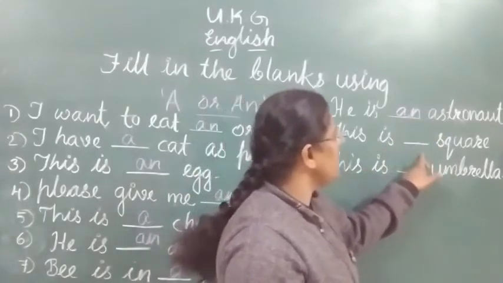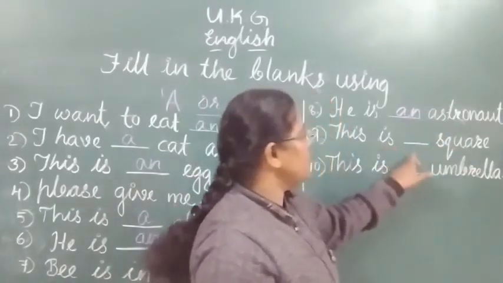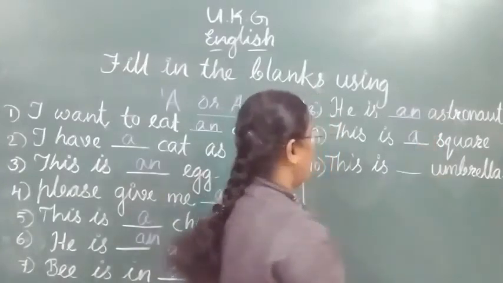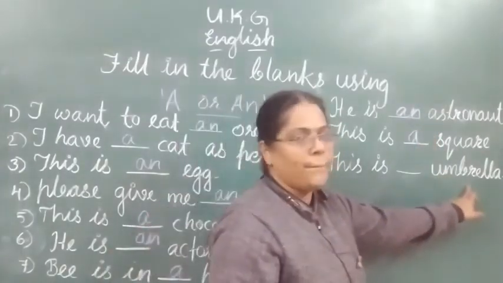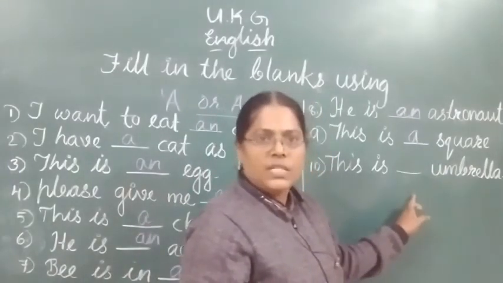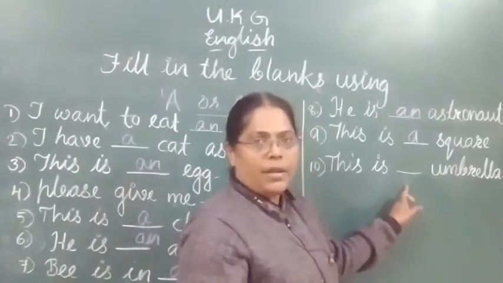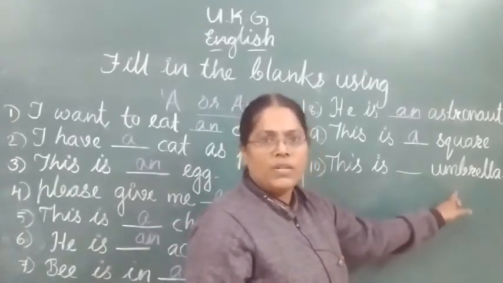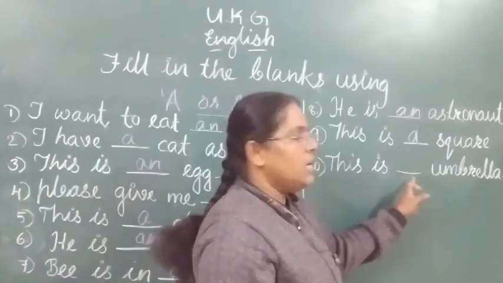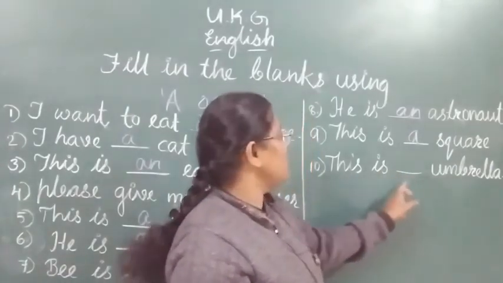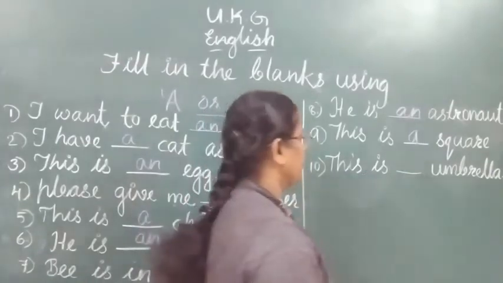Okay, next one. This is dash square. This is a square. Next one. This is dash umbrella. Which letter here? An, because this word begins with a vowel sound. So which letter will we put here? An. This is an umbrella.